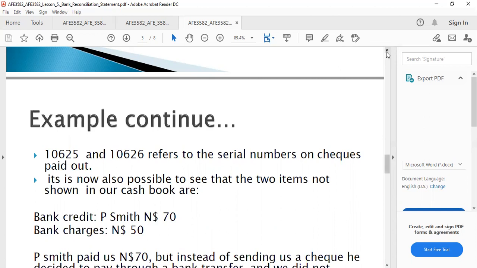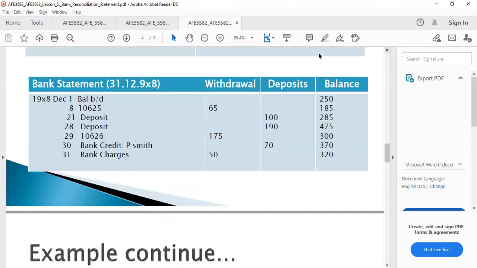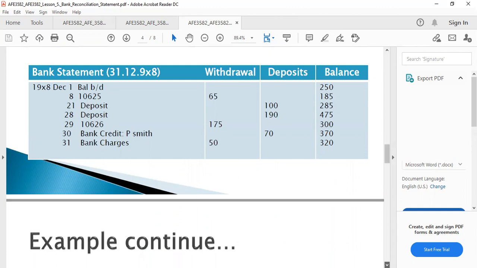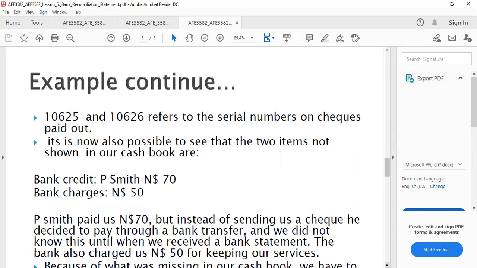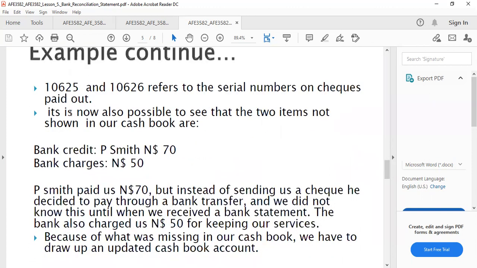Let me just make sure. Yeah, the serial numbers of 10,000, these ones are just numbers. So instead of writing the names, they only wrote serial numbers. So don't get confused with that. They're actually supposed to write the name of the person. It's now also possible to see that the two items not shown in our cash book are okay.